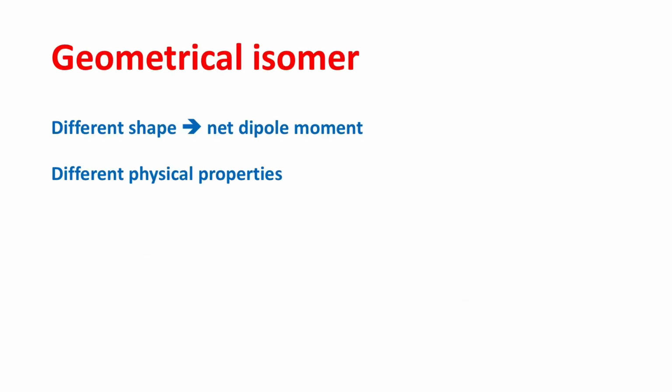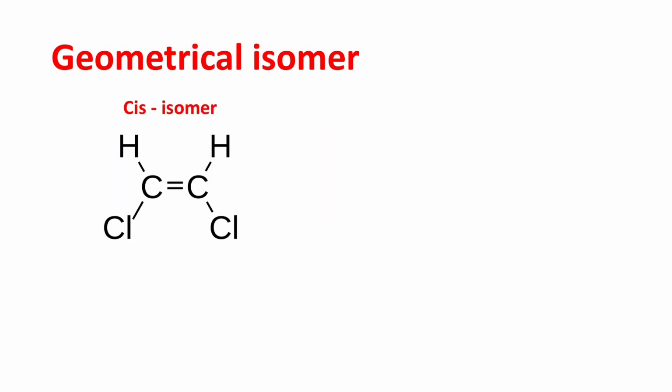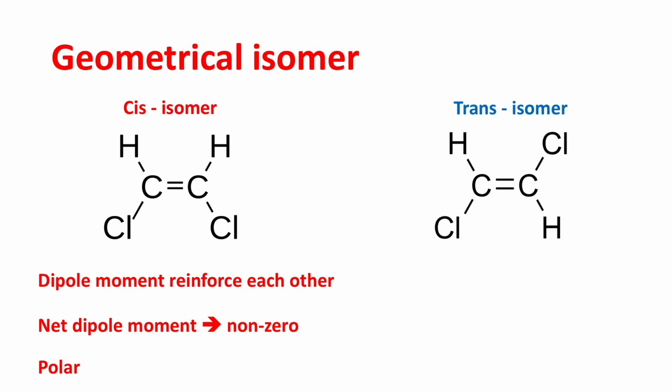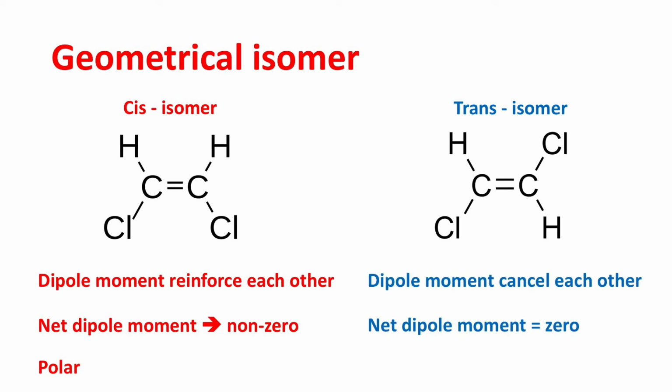As we can see, these two molecules have different shapes and net dipole moments. Their physical properties are different. For the cis isomer, since the dipole moments from the two C-Cl bonds reinforce each other, there is a net dipole moment, while for the trans isomer, the dipole moments cancel each other, making the trans isomer a nonpolar molecule.